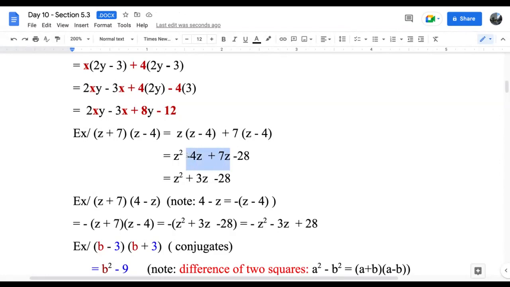So now I see the middle two terms are like terms. I can combine them. Negative 4Z plus 7Z, that's positive 3Z. So this is how we FOIL, or double distribution, multiplying two binomials.